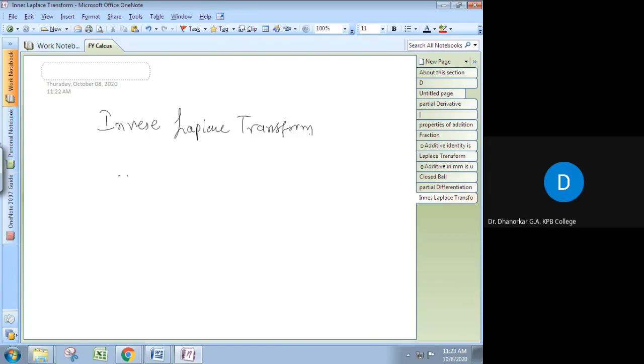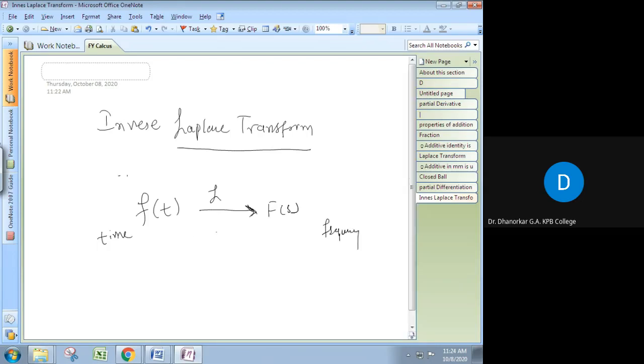We discuss here the Laplace transform. In the Laplace transform, if we know the Laplace transform, then it is very easy to discuss the inverse Laplace. Up till now, we have converted our signal from time domain to frequency domain, that means F of s, under the Laplace transform. Taking the Laplace transform, we have converted our signal from time domain to frequency. Now we have to convert this data from frequency domain to time domain.